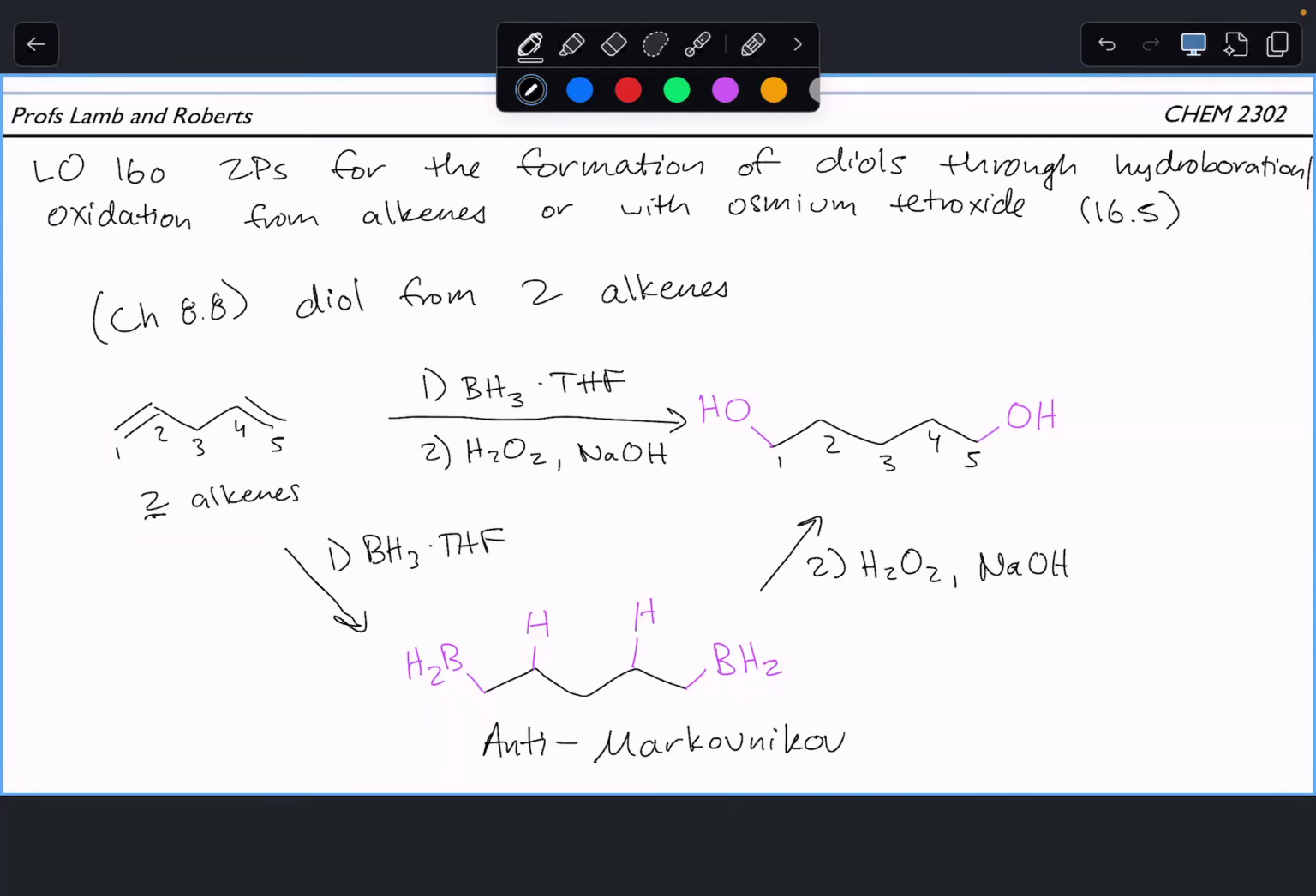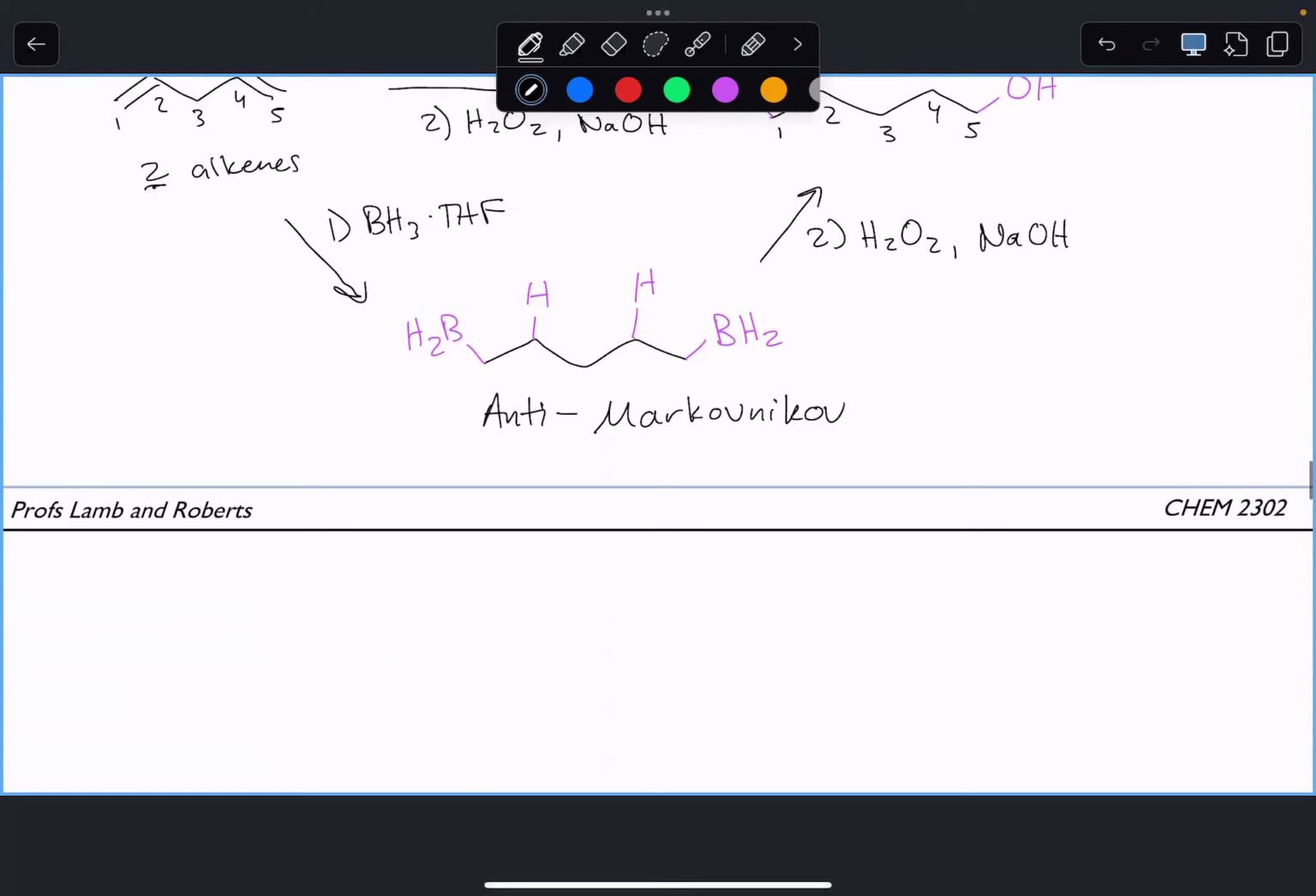Okay, so that's review. Two alcohols from two alkenes. Our new reaction today is from 16.5. So this is now a diol from one alkene. So instead of doing one reaction twice, we're going to do a different reaction to get two alcohols from one alkene.